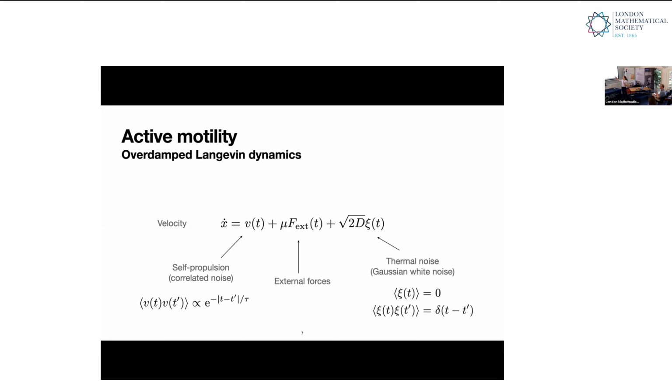There's a second term, which are the external forces. This may be due to interaction with other particles or interaction with the environment, an external potential, and so on. And there's also a thermal noise, and that's just a Brownian type of noise.